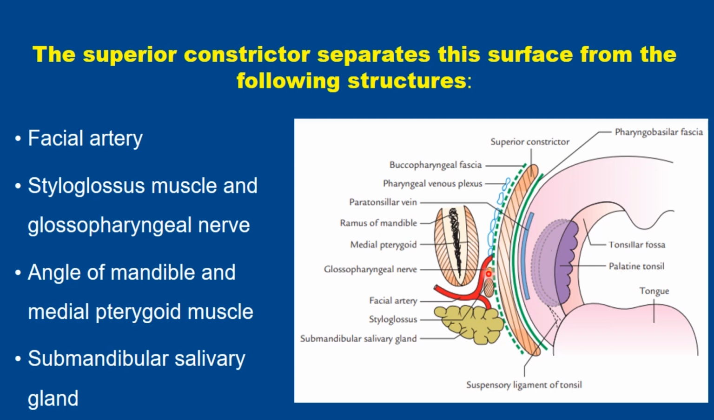The styloid process, if it is elongated, then the angle of the mandible, the medial pterygoid muscle, and this submandibular salivary gland. So these are the structures which are separated by the superior constrictor muscle.